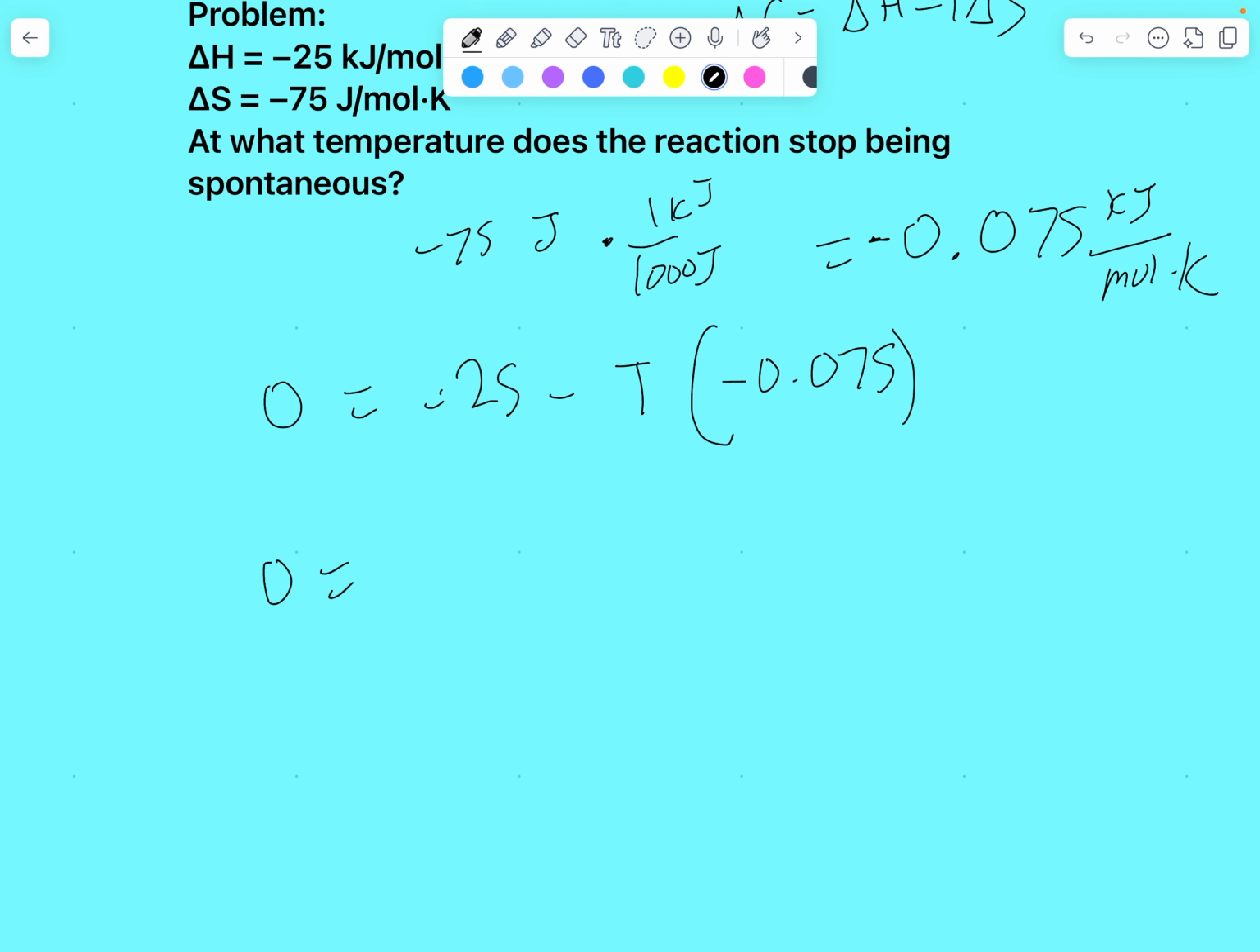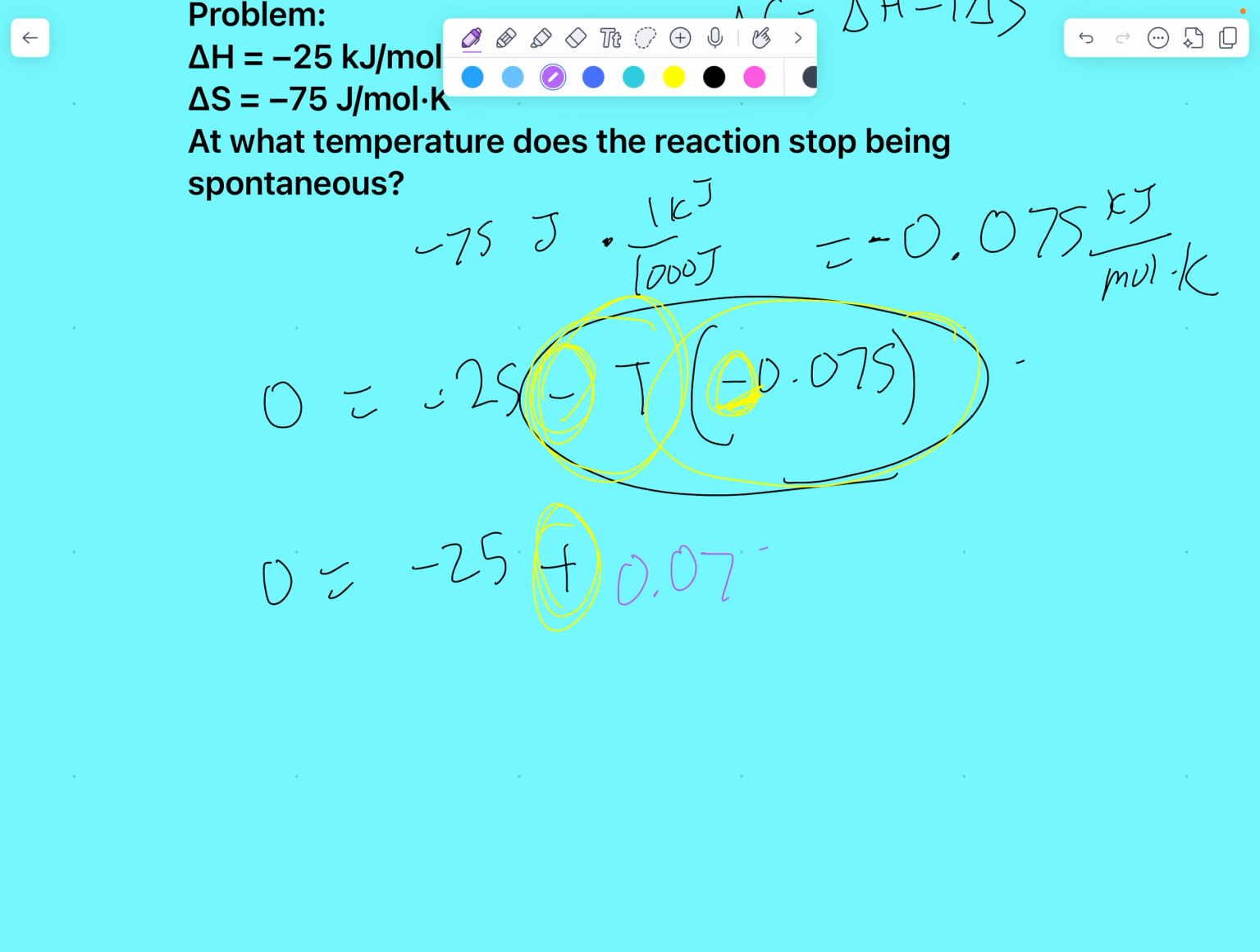So I have 0 equals negative 25. And I see a plus. You know how I see a plus? Because I see this negative 0.075 being multiplied to this negative T. I have two negatives. When I have two negatives multiplied, that makes a positive. That's what you see right there in yellow. So negative 25 plus 0.075 T. And this is my formula, right?